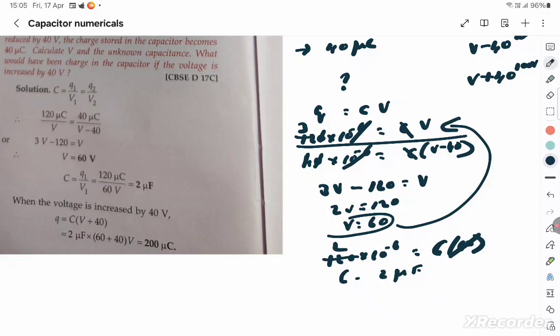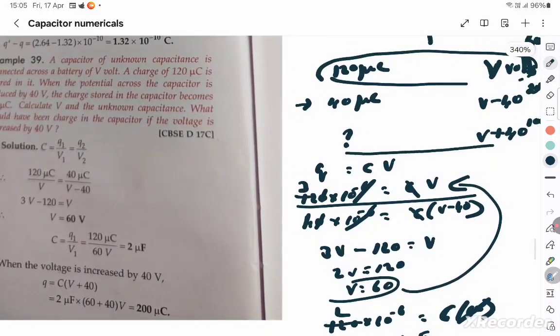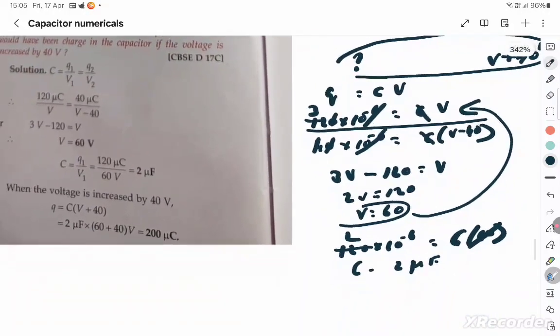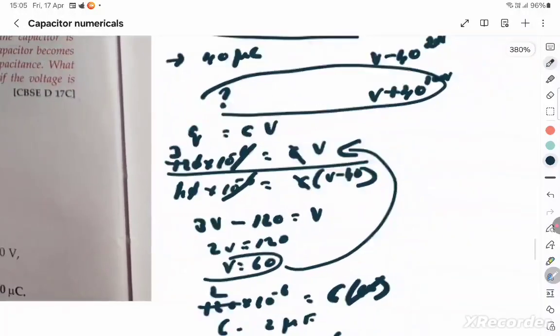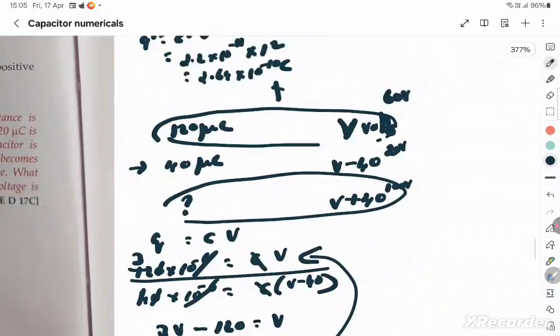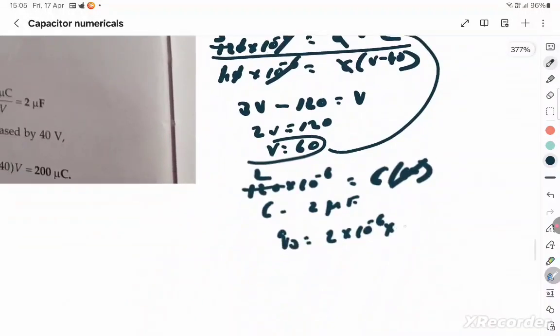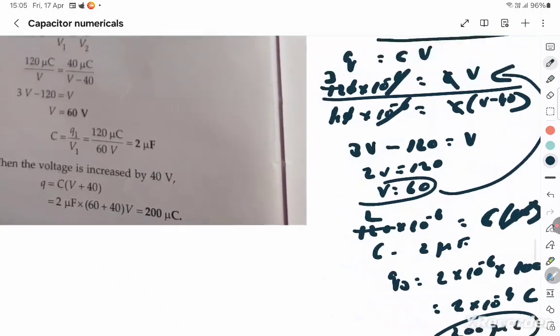And what is the charge in the case of V plus 40? You know the capacitance is 2 microfarad now, so you can find the charge in the third case, using Q is equal to C into V. We know the original voltage is 60, and so V plus 40 is 100 volts. So you can take this and substitute for the third case. It's 2 into 10 to the power minus 4 coulomb, or 200 microcoulomb is the answer for this, and that's what this answer is.